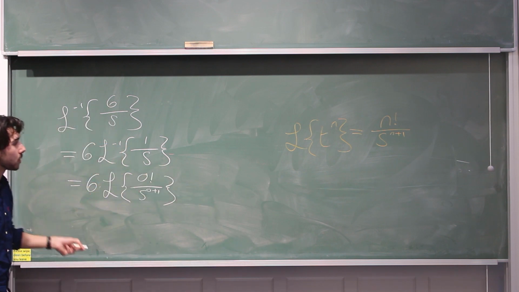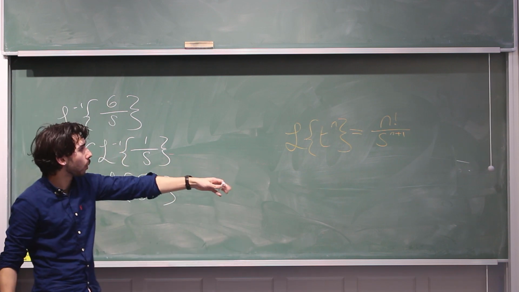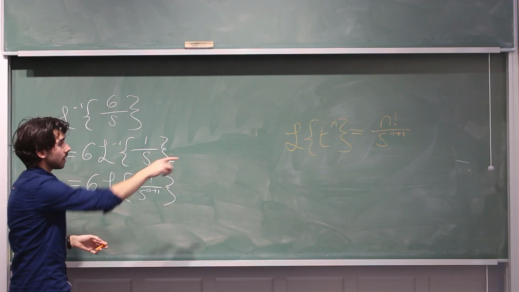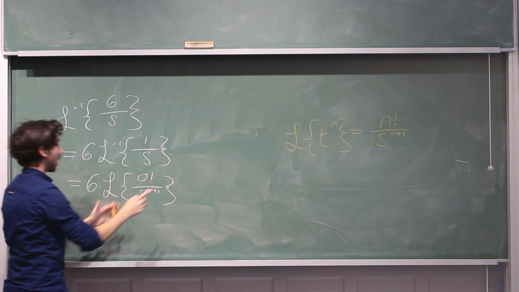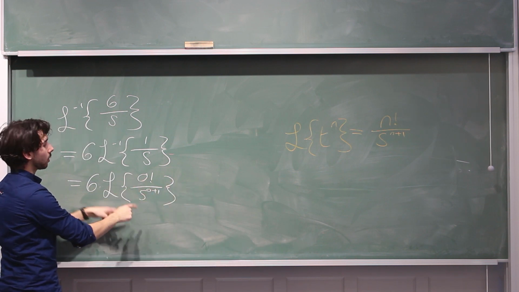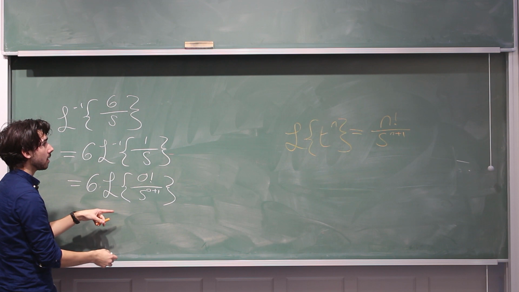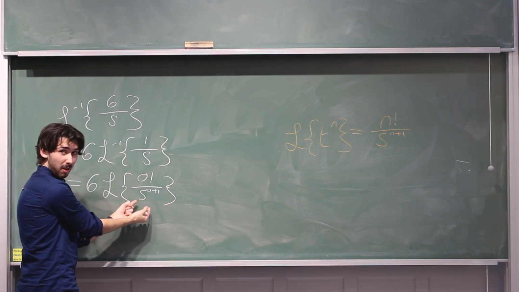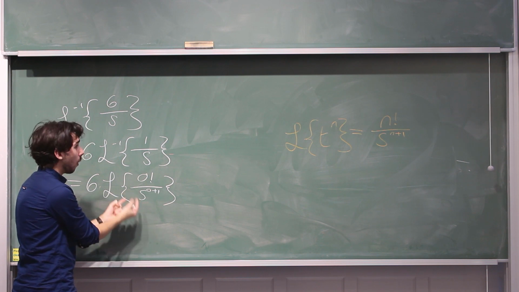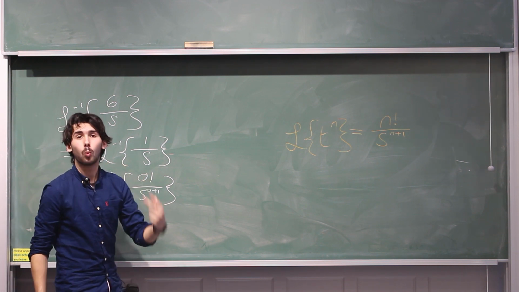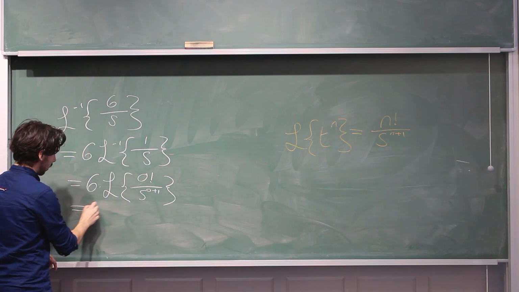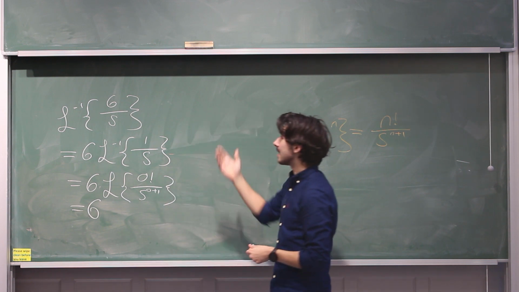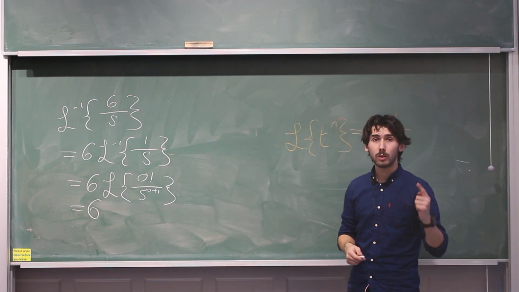So if we go backwards, the inverse Laplace transform of n factorial over s to the n plus 1 is t to the n, guys. So in this situation, there's an n there, right, in the power. What is n here? Well, clearly n is the number 0, right? So this in the brackets is the Laplace transform of t to the 0, which is 1. So this is equal to 6 times the number 1, which is 6. So the Laplace transform of the number 6 is 6 over s. There we go, we've gone backwards, that's it.